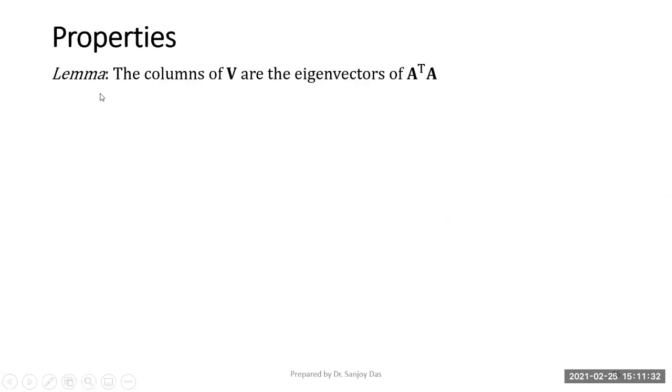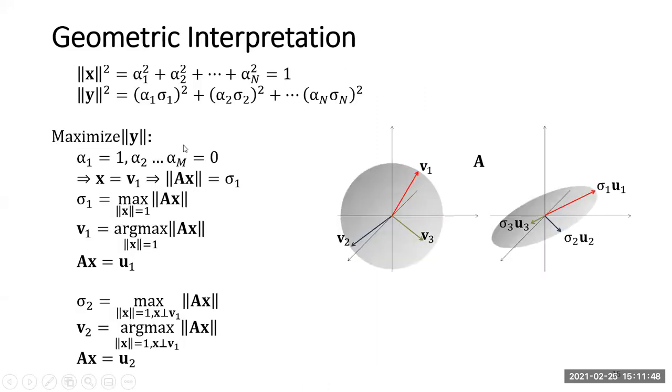Now, the columns of V are the eigenvectors of A transpose A. What's V? V is obtained from the SVD.